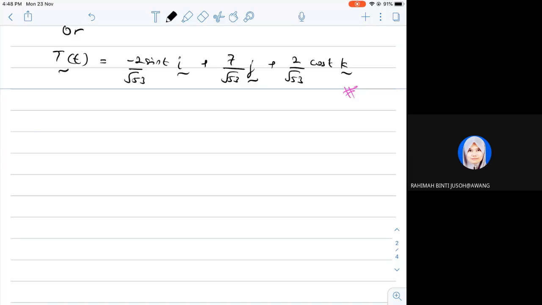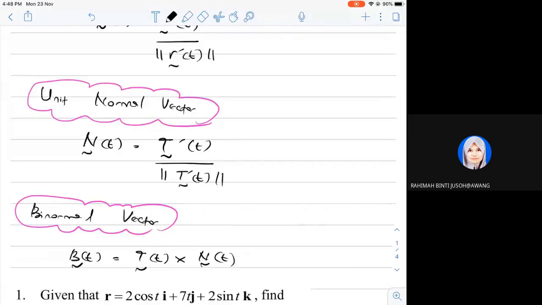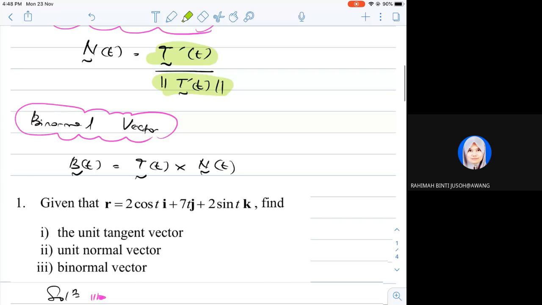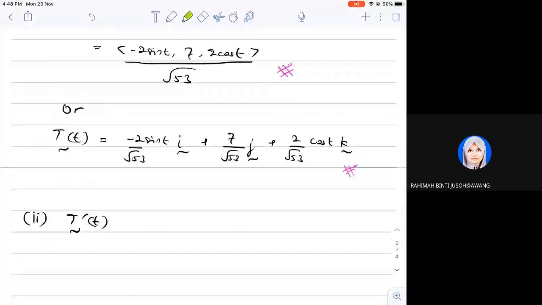Question number 2. What you should do is find T prime t, because in this formula we have T prime t divided by the magnitude of T prime t. So first of all, you have to differentiate your unit tangent vector. In question number 1, we already got the unit tangent vector. So right now we have to differentiate this.